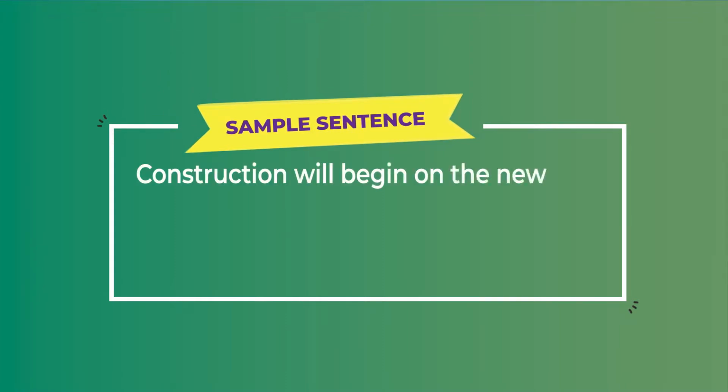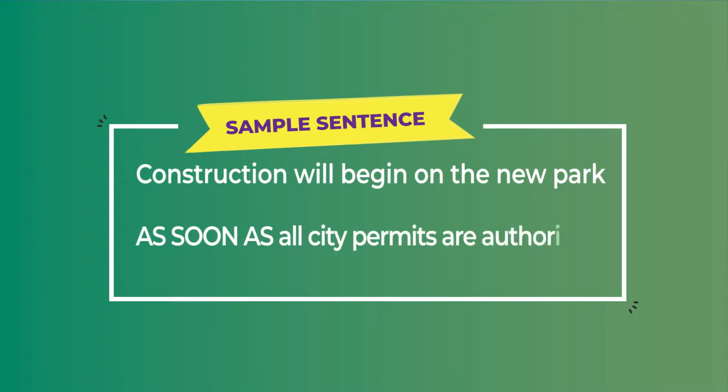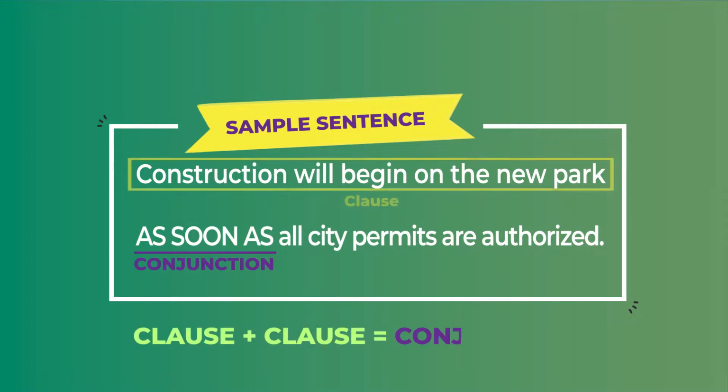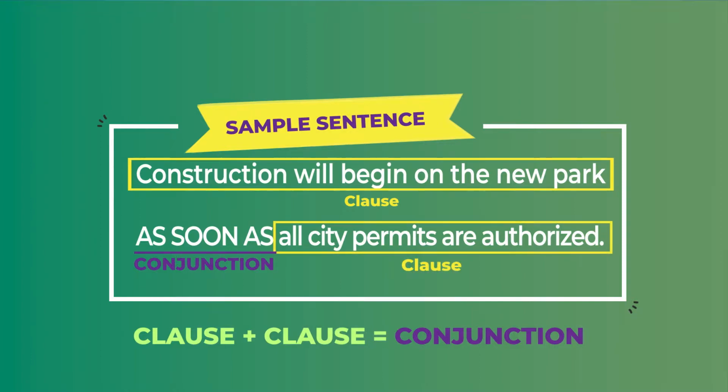Construction will begin on the new part as soon as all city permits are authorized. Here, the conjunction as soon as has been used to connect the first clause, construction will begin on the new part, to the second clause, all city permits are authorized.